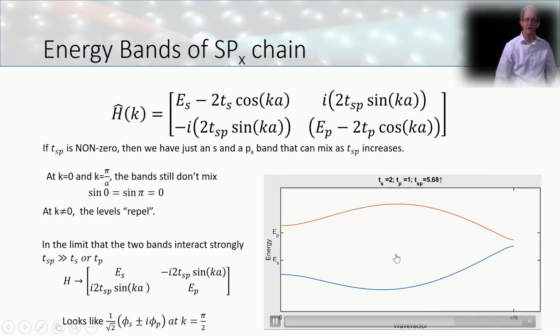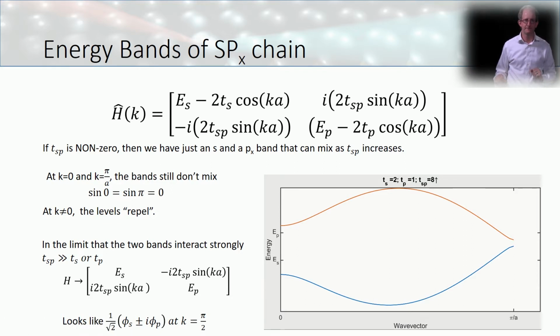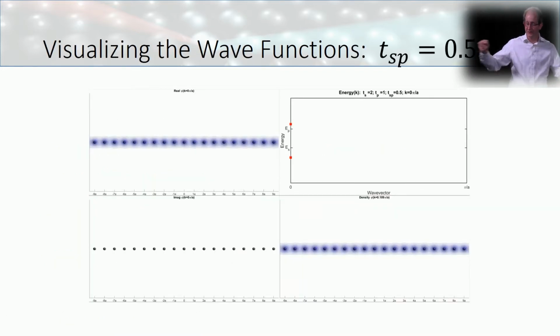And you can see that the levels start to repel each other. This gets lower, and eventually this would be all the way down here and look almost symmetric if T_sp went infinite. And this level repels. And we get the most mixing between the s and the px orbitals somewhere in the middle between k equals 0 and k equals pi over a. Okay. And it's going to tend towards k equals pi over 2a, sorry. There's a wavelength of twice the length of the Brillouin zone.